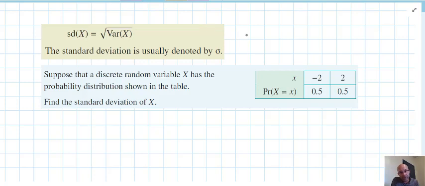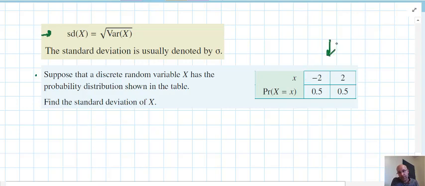So as we said before, if you take the square root of the variance, you get the standard deviation. We saw that early in the video with statistics. So it's exactly the same with discrete random variables. So let's have a look at this example. Suppose that a discrete random variable x has the probability distribution as shown in the table. Find the standard deviation of x. So this is a nice compact one here.